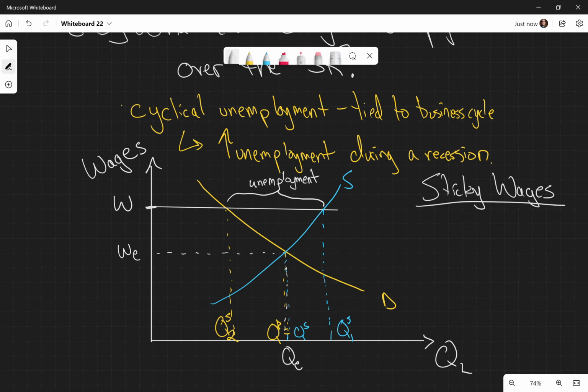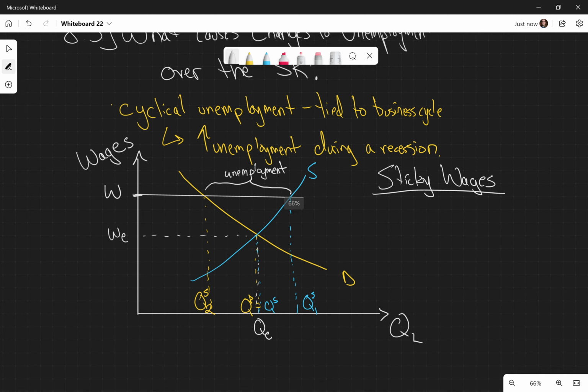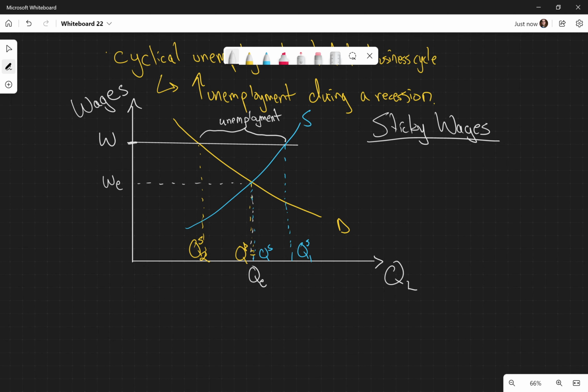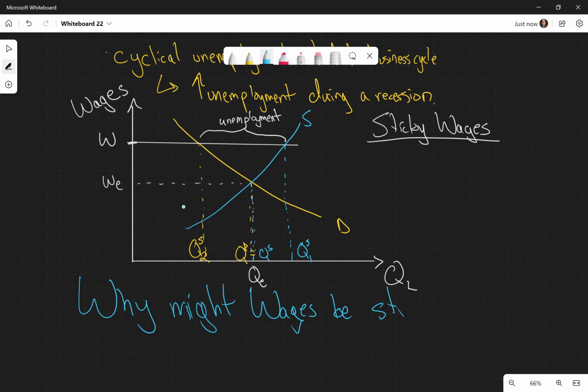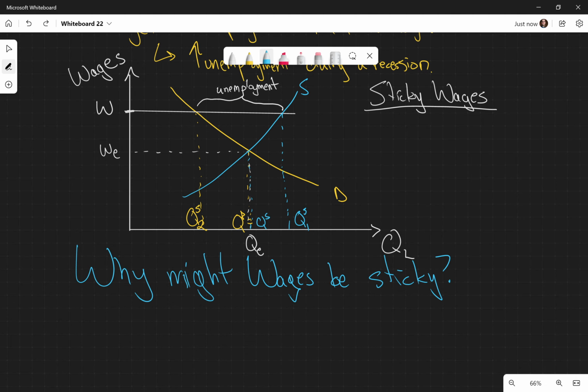Now, a lot of you may be asking yourselves, but why? Why is this the case? Why would wages be sticky? And in fact, why might they be sticky in the downward sense? Let's be more specific here.